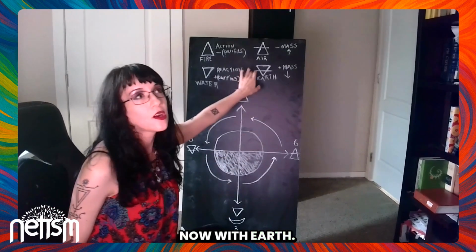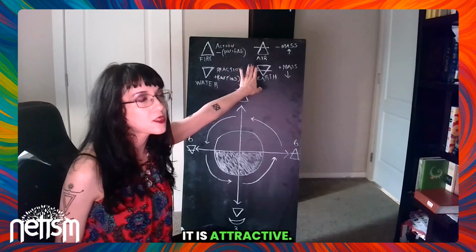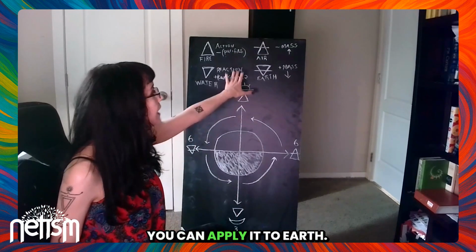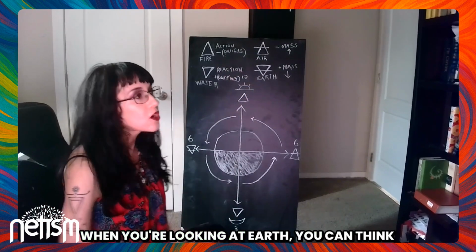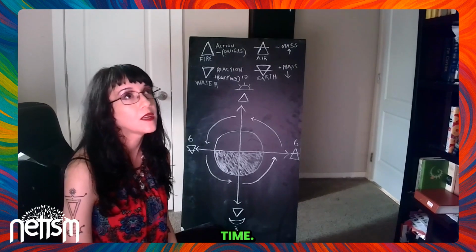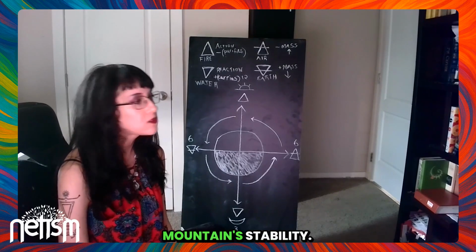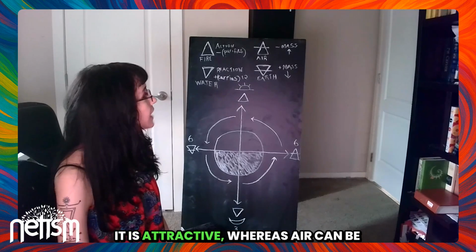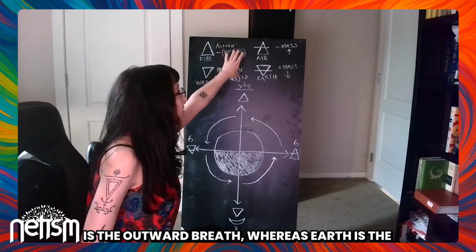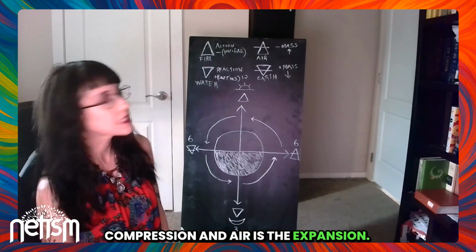Now with Earth, Earth is the opposite. It is very cool, it is gravitational, it is attractive. You can think of magnetism and gravity, and you can apply it to Earth. When you're looking at Earth, you can think of a mountain. You can think about how it's stable over time. Think about all of the life that grows upon the mountain, and that is due to the mountain's stability. It is attractive, whereas air can be repulsive. It is just the outward breath, whereas earth is the compression and air is the expansion.